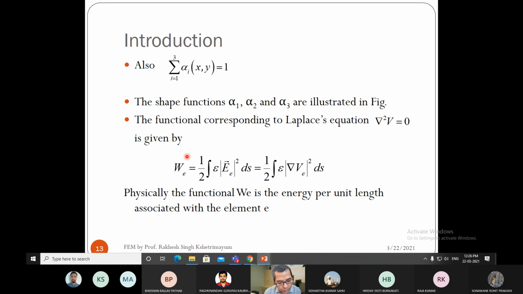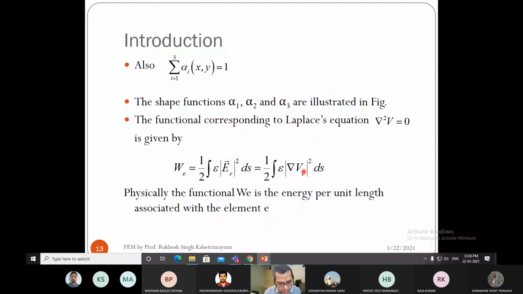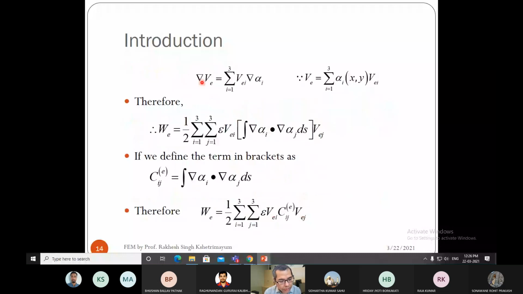So the functional for this Laplace equation we are trying to solve is of the form half epsilon E squared ds. So this is the energy per unit length associated with every element. Now in this expression, you have del VE. You can find del VE when you take the gradient of the approximate potential function.